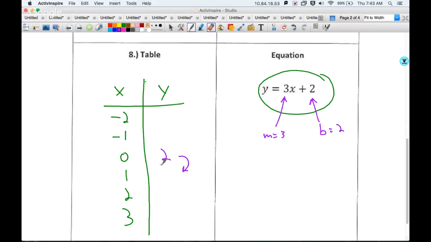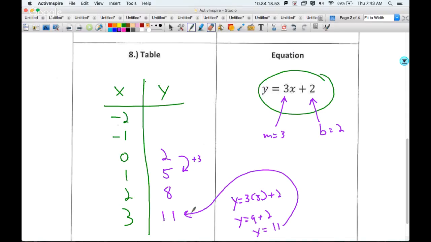So to get to my next number, I need to add 3, which gets me to 5. Add 3 gets me to 8. Add 3 gets me to 11. You can also double check that one of these points works by maybe substituting in 3, seeing that I get an 11 out. Y equals 3 times 3 plus 2. Y equals 9 plus 2. Y equals 11. So it works out.